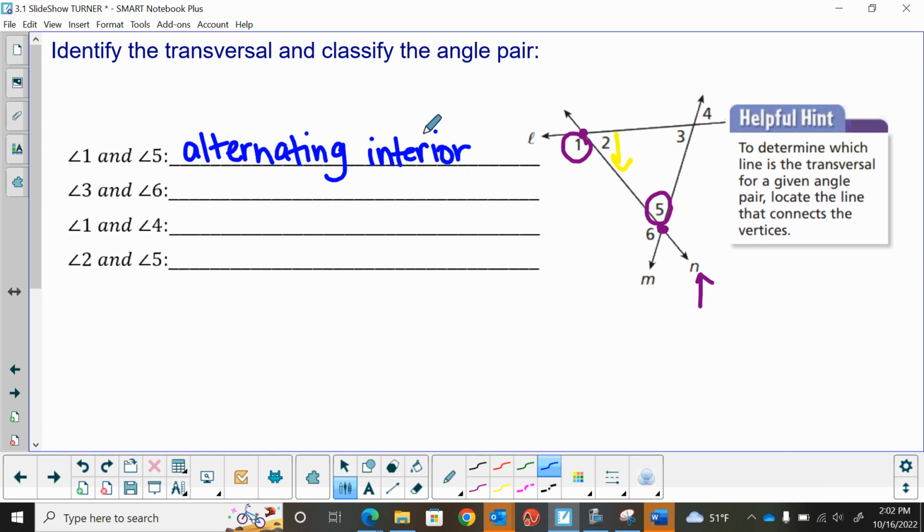Okay. All right, now 3 and 6. So kind of got to start all over, think about where 3 and 6 identify the transversal. So both 3 and 6 are on line M. Okay, that's the transversal. Their vertices are both on that line M. And they are both in that bottom left spot. So if they're in the same position, on the same side of the transversal, they're both below the line, so line L and line N, those are corresponding.